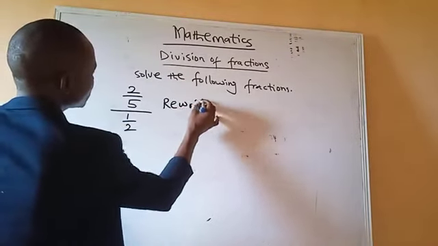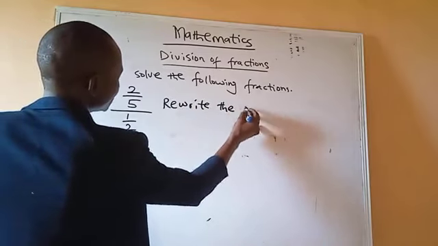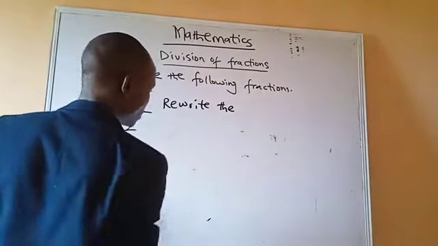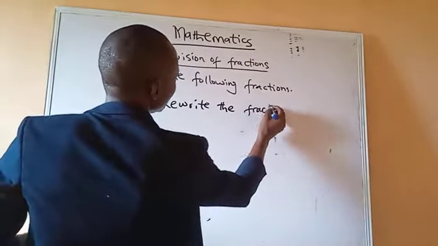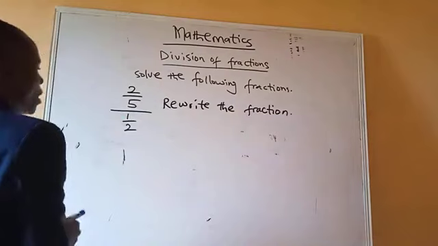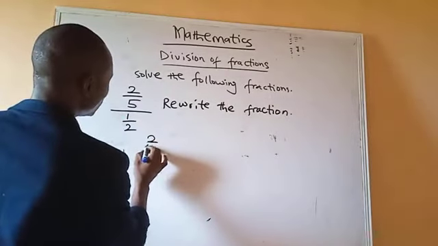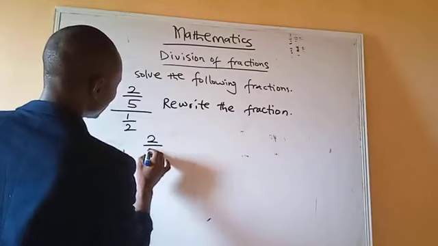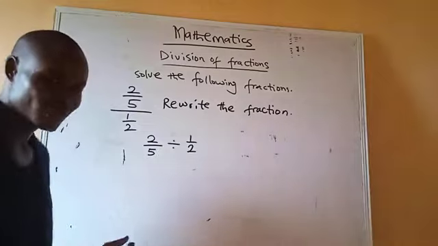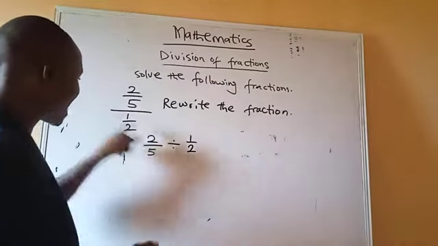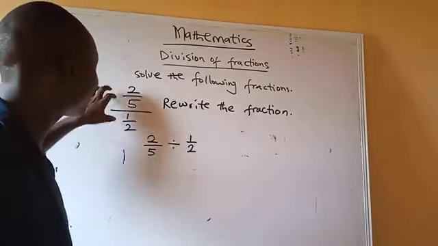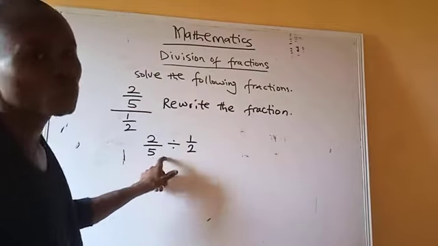Rewrite the fraction. How do you rewrite the fraction? Hope you know this is divide, right? By writing the fraction, it will be 2 over 5 divided by 1 over 2. Do you understand now? So when you rewrite this, it will give you this. So this and this are the same thing. You have to break it down like this so that you'll be able to solve it.